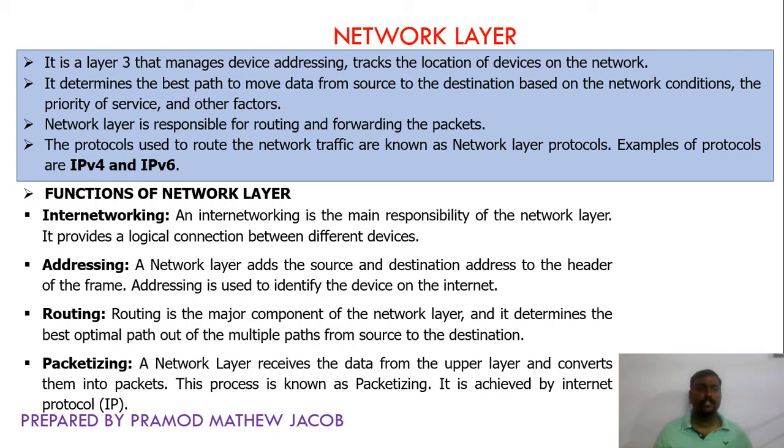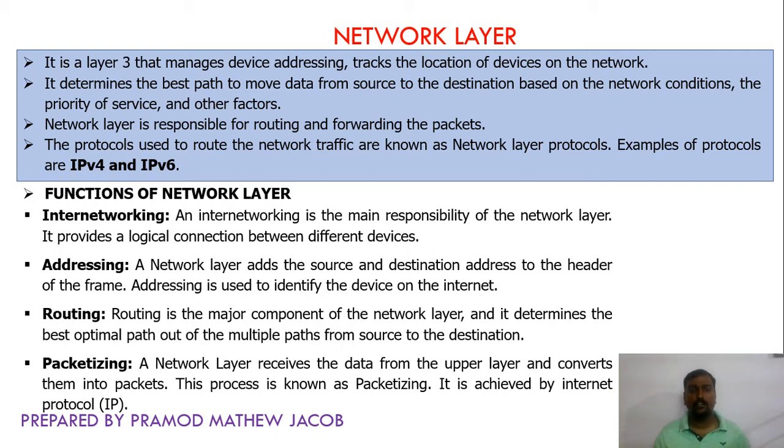The first one is internetworking, and internetworking is the main responsibility of the network layer. It provides a logical connection between different devices used in a particular network. The next one is addressing. The network layer adds the source and destination address to the header of the frame. This addressing is used to identify the device on the internet. So if we are sending a packet from the sender to the receiver, we have to find out the destination or the target device. In order to identify that particular device, this addressing is used.